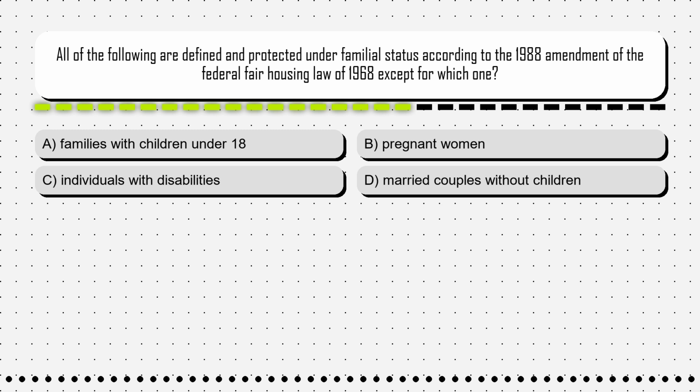Question 59. All of the following are defined and protected under familial status according to the 1988 amendment of the Federal Fair Housing Law of 1968 except for which one? Option A, of families with children under 18. Option B, pregnant women. Option C, individuals with disabilities. Option D, married couples without children.